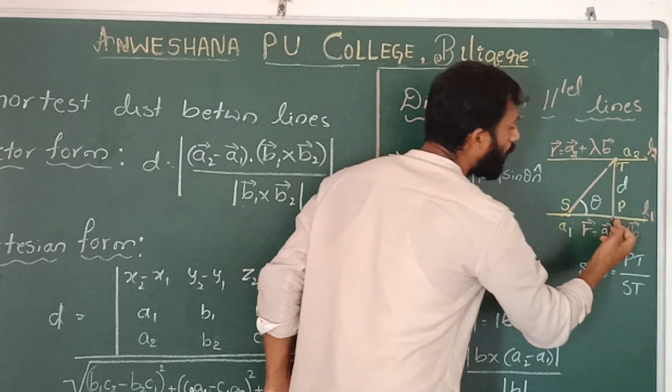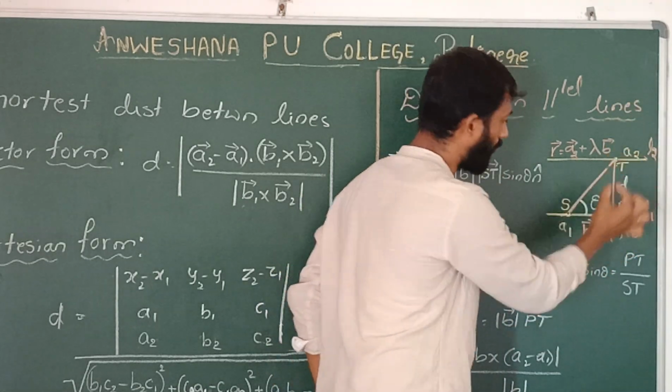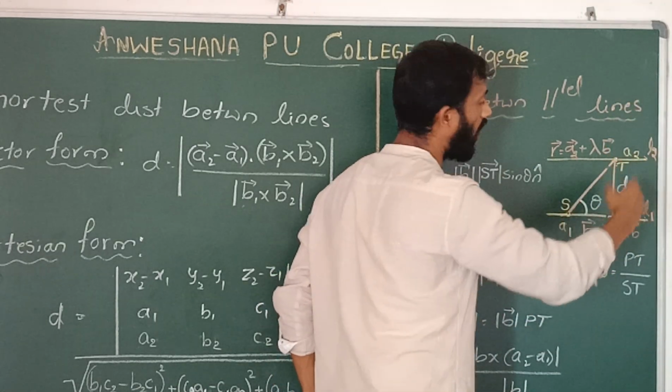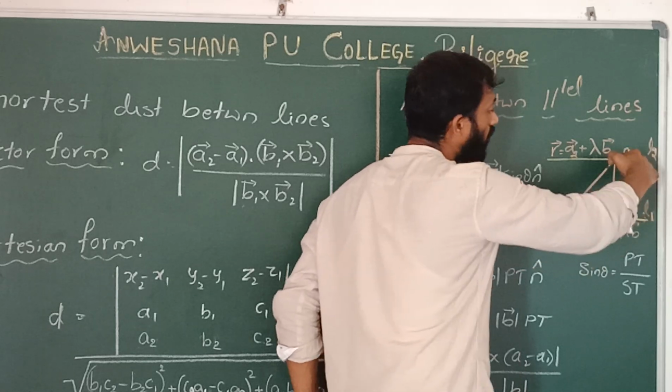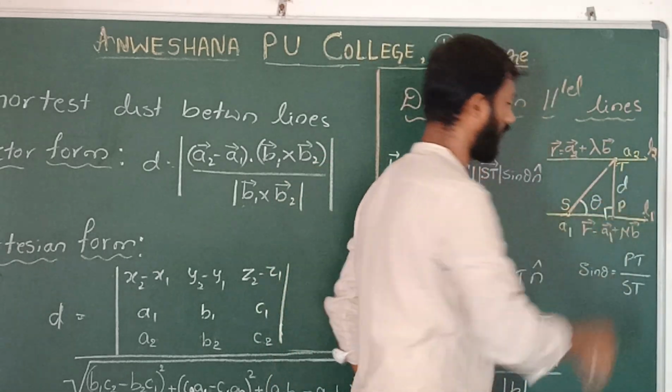Let P be the foot of the perpendicular of a line which is drawn from the point T. That means it is perpendicular here.